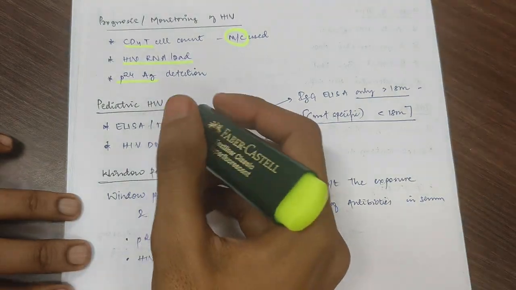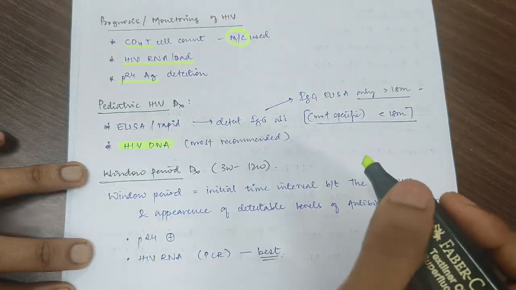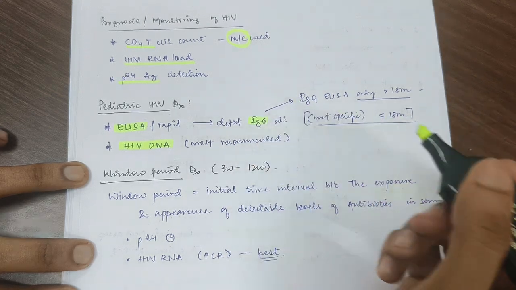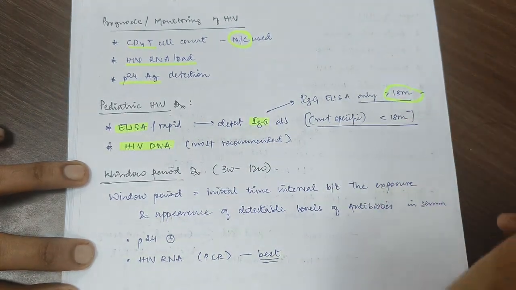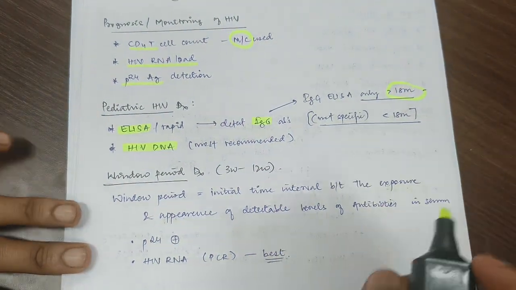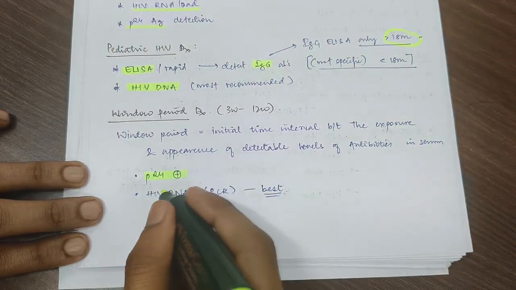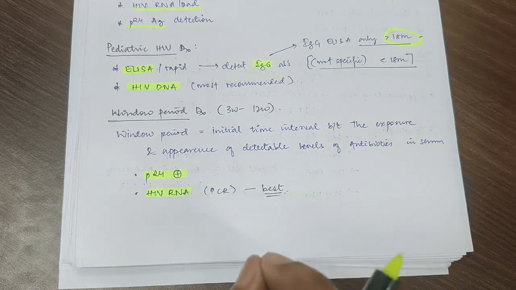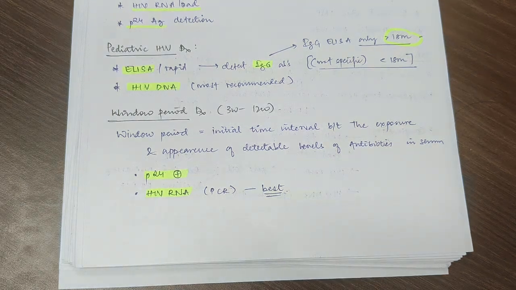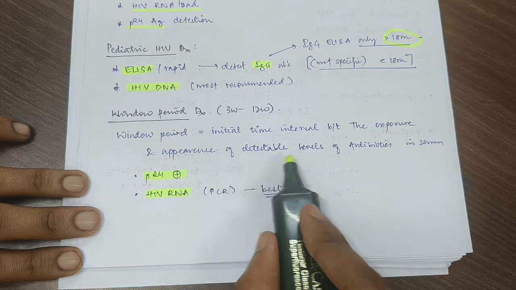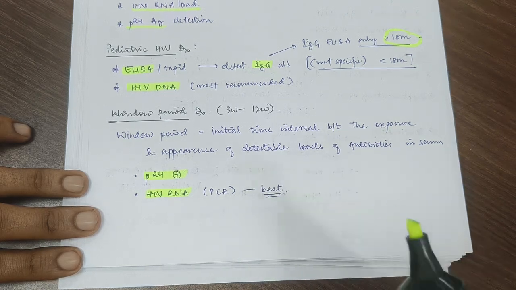Pediatric HIV diagnosis is basically HIV DNA, most commonly recommended, but you can also do ELISA, that is IgG detection, only after 18 months, remember. Window period diagnosis is basically done with P24 and HIV RNA. HIV RNA you have seen everywhere, so it is the most commonly recommended. You can do anything, HIV RNA, all those things, except HIV DNA, which is for pediatrics. So the window period is the initial time interval between the exposure and appearance of detectable levels of antibodies in the serum.